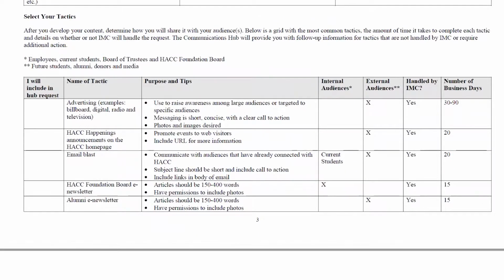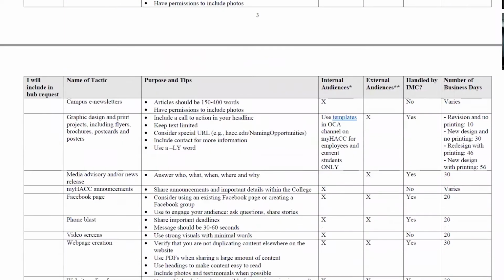Finally, the planning guide includes a list of all of the many different tactics that you want to think about and choose from when you submit your Communications Hub request. Things like advertising, email blasts, perhaps some newsletter articles. The guide includes information about whether or not this tactic is ultimately handled by the Office of College Advancement, as well as the number of business days that we need to successfully execute the tactic that you're asking for.